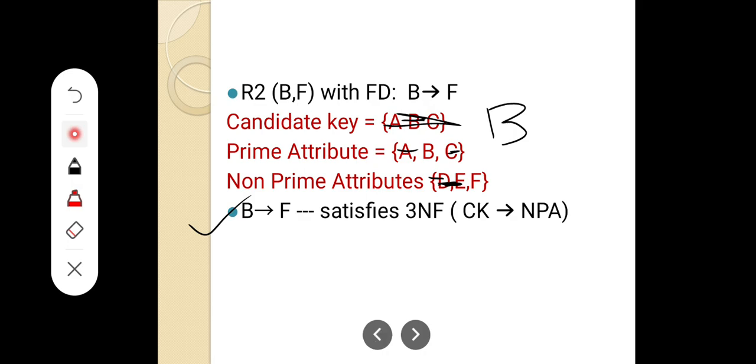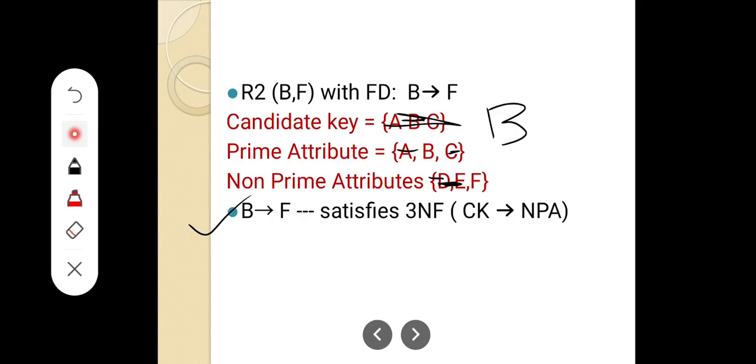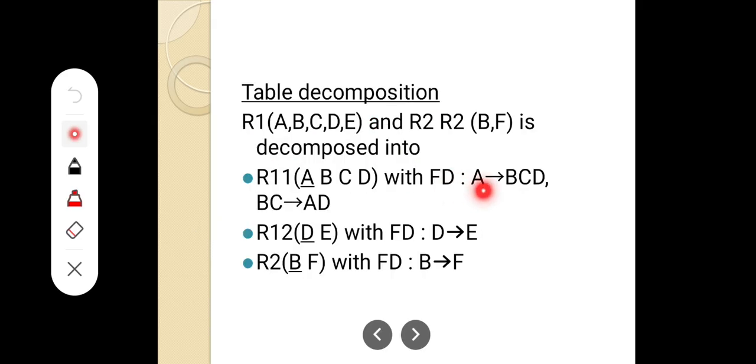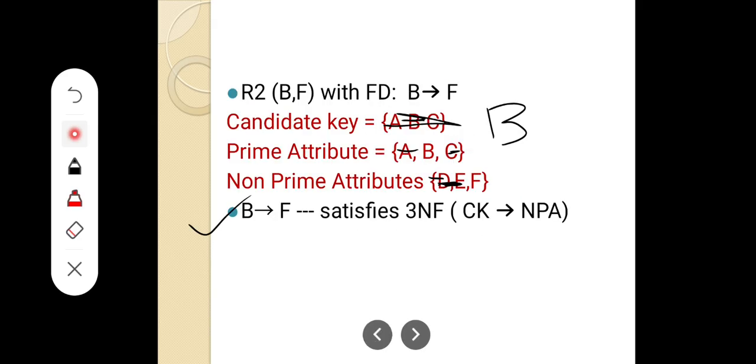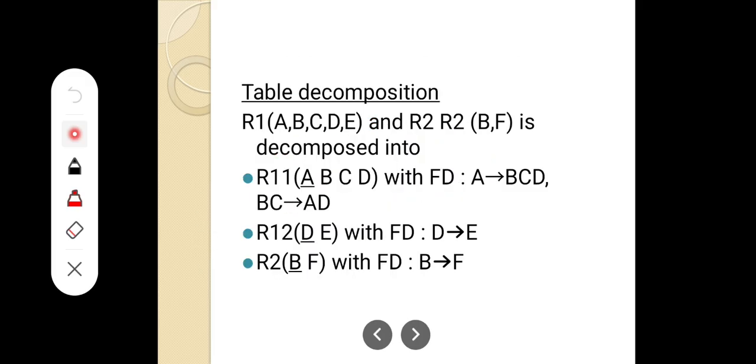Our functional dependency was A determines B, C, D, E. From that we have eliminated E, so A determines B, C, D is required. A determines B, C, D, and BC determines A, D, E. We removed E, so BC determines A, D. Okay, clear?